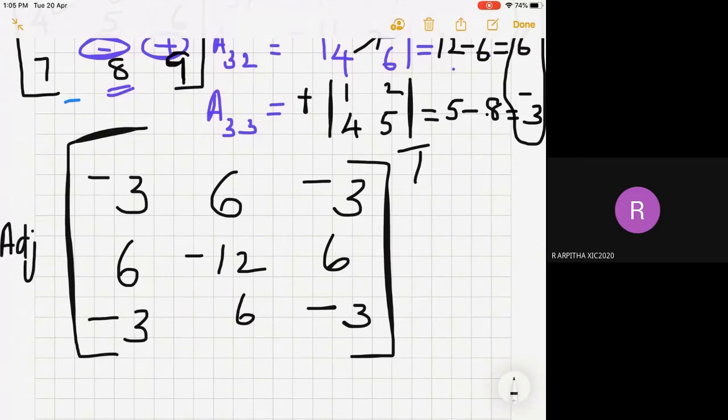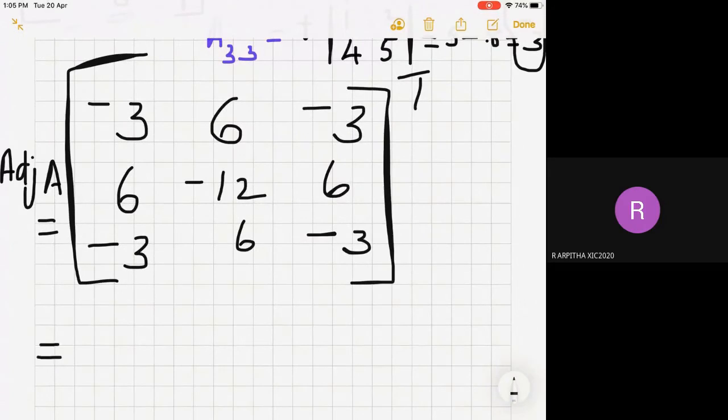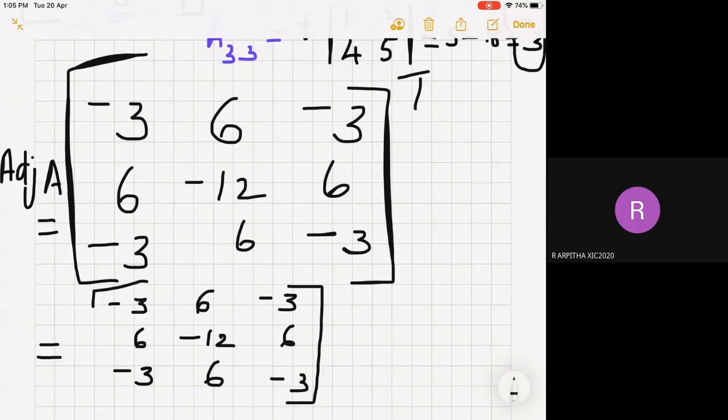Adjoint of A is, after replacing every element by its cofactor, you have to take a transpose. So what is the final answer? Transpose of this matrix means the first row becomes the first column. That is minus 3, 6, minus 3. The second row becomes the second column. That means it is 6, minus 12, 6. The third row becomes the third column. It is minus 3, 6, minus 3. So this matrix is called the adjoint of the matrix A.